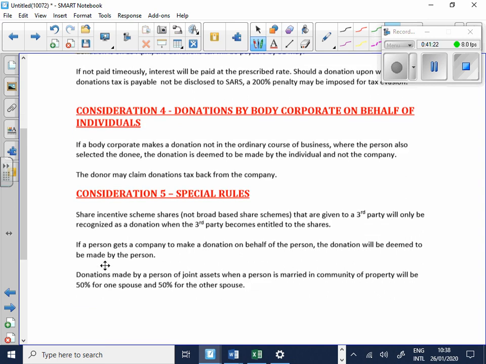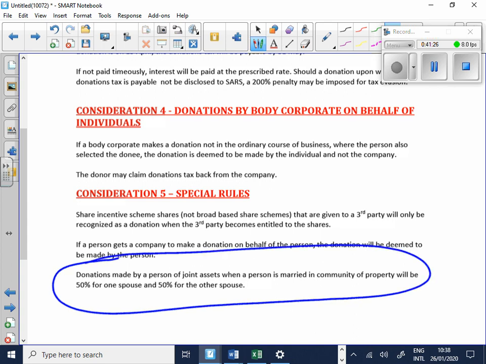Okay. Just look at the bottom one. Just look to see whether someone's married in or out of community of property. Because if they're married in community of property, it's half yours, half theirs, unless it's excluded from the joint estate. Are you guys comfortable with this? Does that make sense, guys? Okay.